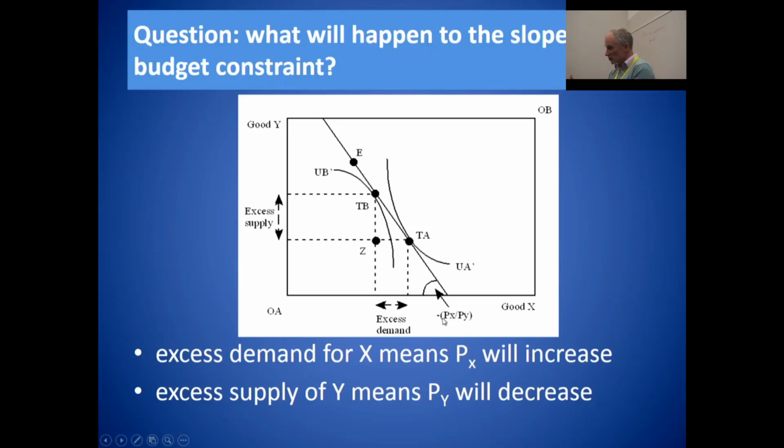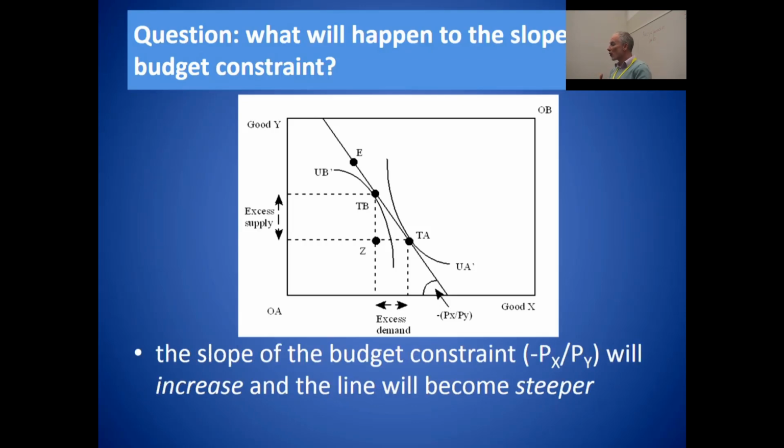It's equal to minus, because it's a negative slope, slopes downwards from left to right, but then it's the relative prices of the two goods. Price of X over price of Y. Well, if we've said that the price of X will increase, that number on the top is going to get bigger. Price of Y will decrease, the number on the bottom will get smaller. Both of those do the same thing. It's a bigger number on the top, it increases. A smaller number on the bottom, it increases. So both of those factors move in the same direction. They will mean that the slope of the budget constraint will increase.